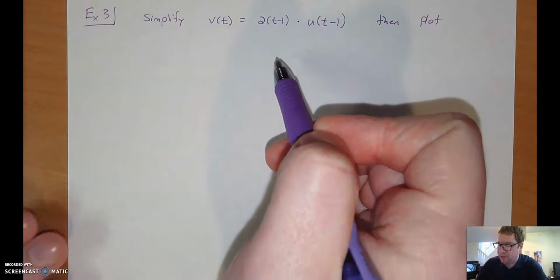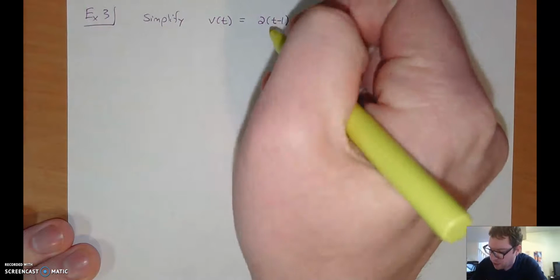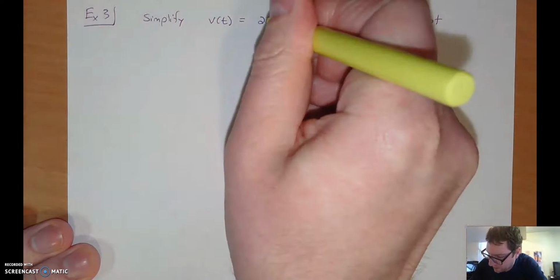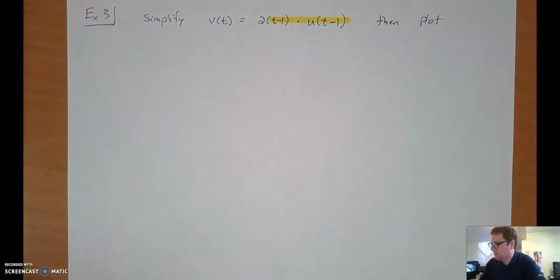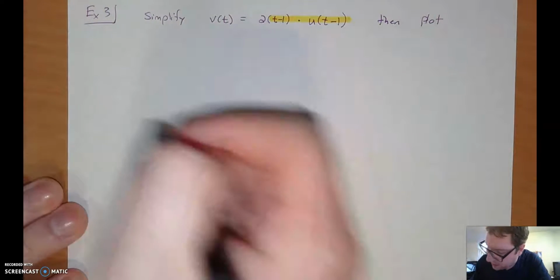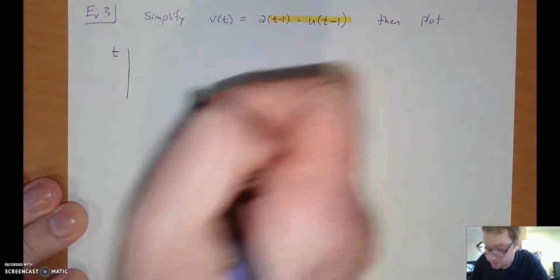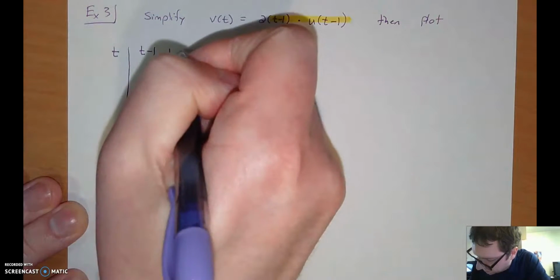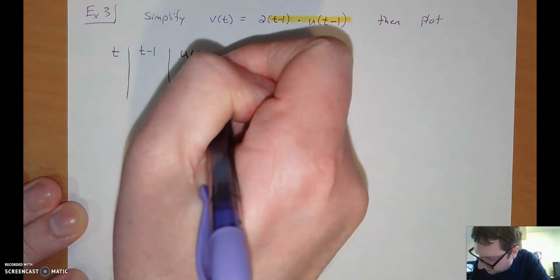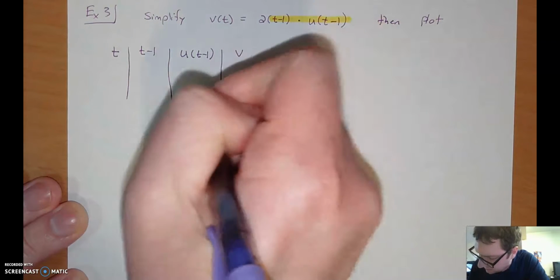So to simplify it, let's just focus on this: t minus 1 times u of t minus 1. We're going to ignore the 2 for right now, okay? We'll bring it back in a second. So we're going to focus on just this part for right now. If I make a table, we have t, which would be our input. I will have t minus 1, u of t minus 1, and ultimately v.